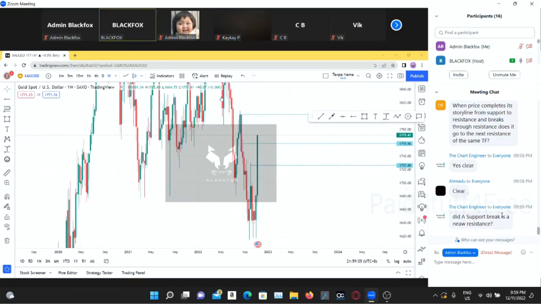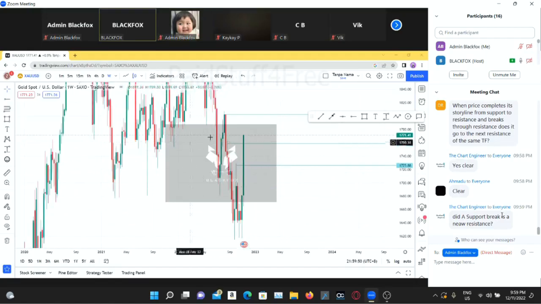He asks about the question: if the support breaks, it will be a new resistance. Yeah, but we don't use it. We just take this one, classic SNR, A and V.